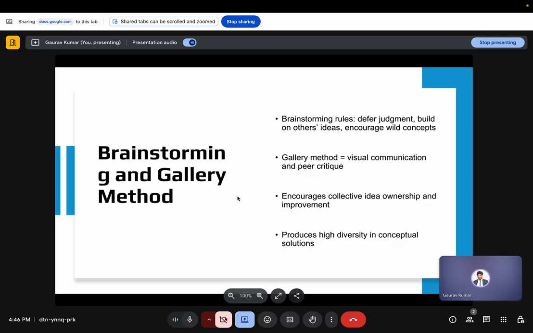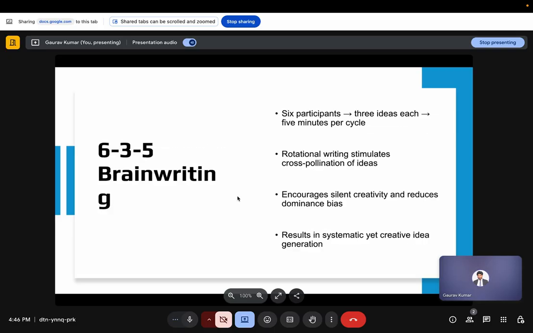Now moving towards the next one, 635 brainstorming. So what is 635 brainstorming? Six people, three ideas each, and a 5-minute round.